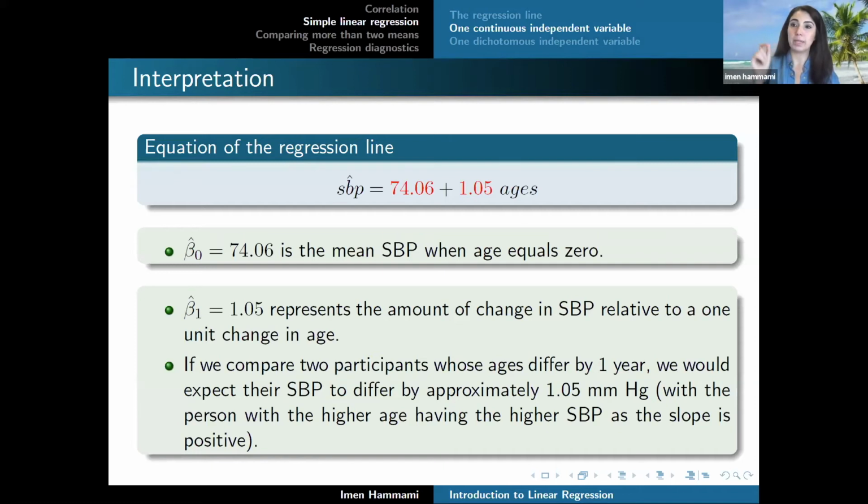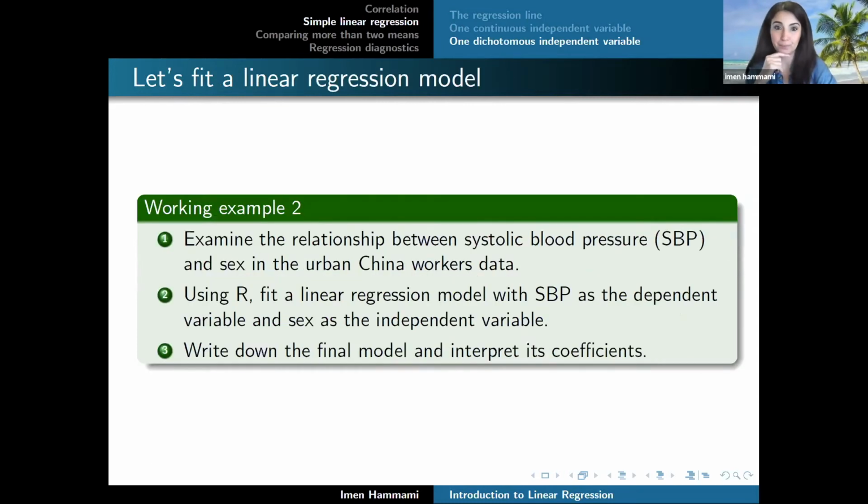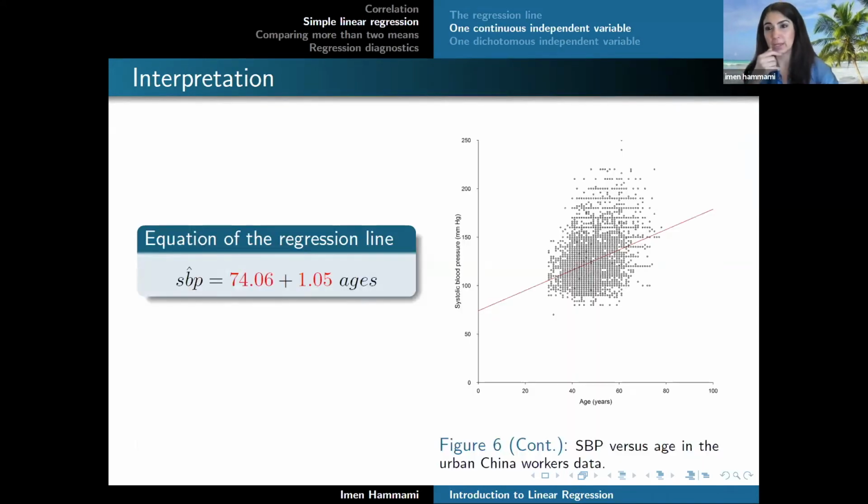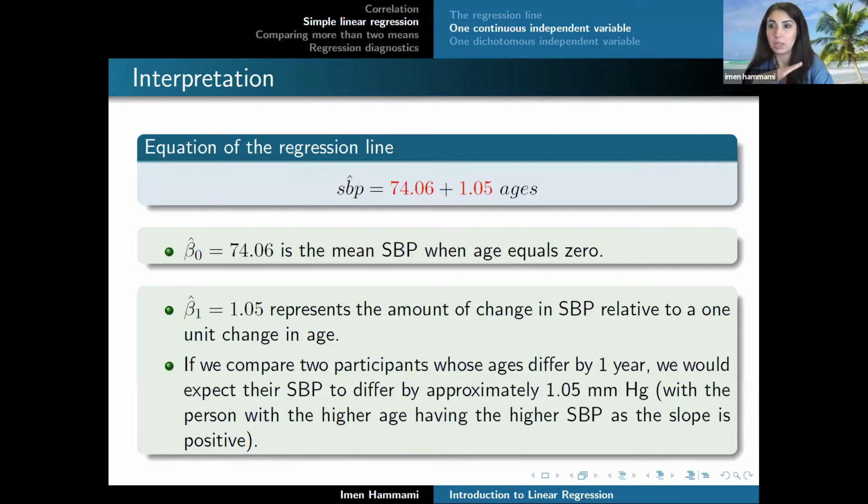Okay, my beta relates age to SBP. So for a 1 unit increase in age, I'm going to have a 1.05 millimeter of mercury increase in blood pressure. And this is actually what you can see in the line. The older you are, the higher the SBP value is, and it increases by 1.05 for each year increase in age. This is the very basic interpretation for this.